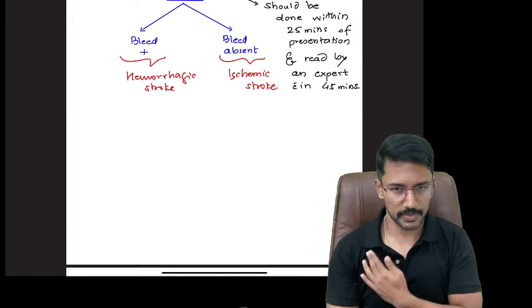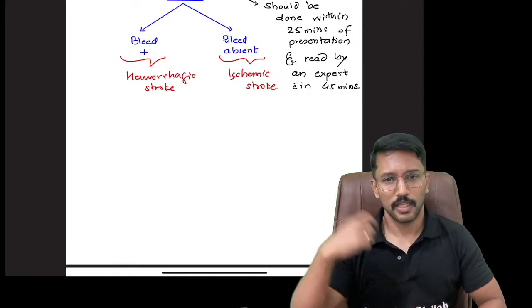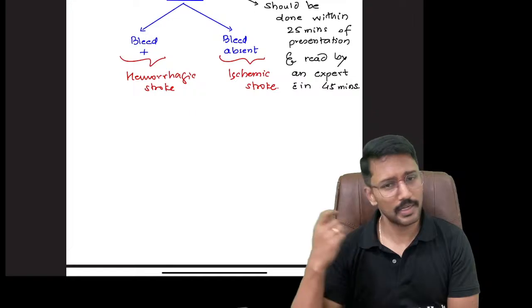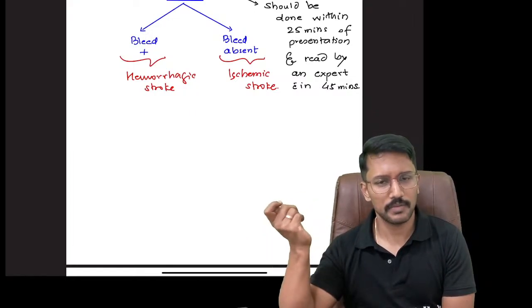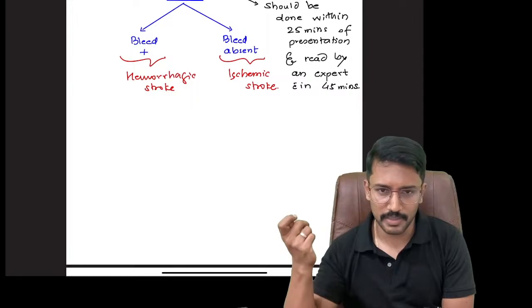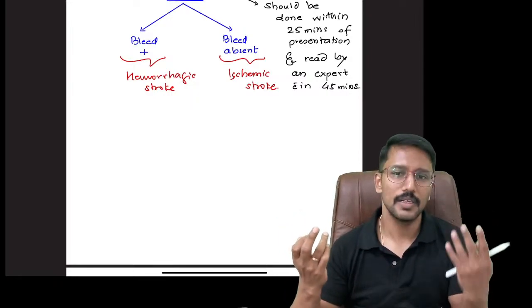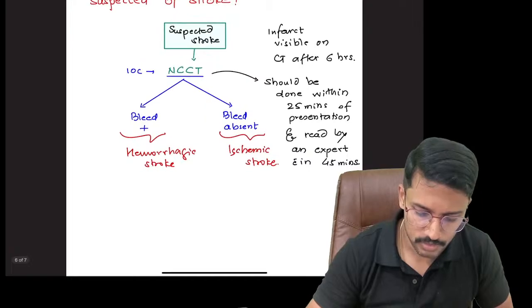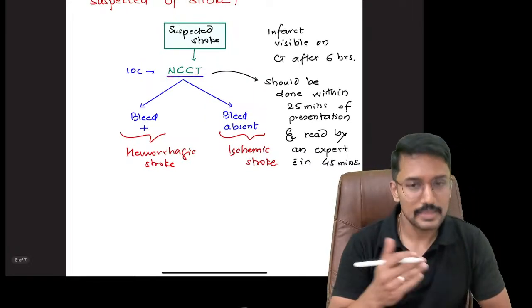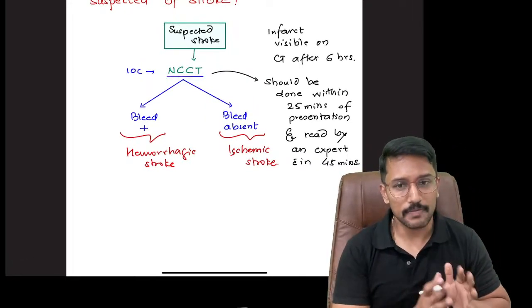If I develop sudden hemiplegia now and you do a CT scan, if I have developed the bleed, it will be immediately visible. If it is not because of bleed, then the CT scan will turn out to be normal. If the CT scan looks normal, what does it mean? I have ischemic stroke. Clear? Okay. So now we have understood why non-contrast CT scan becomes the investigation of choice.